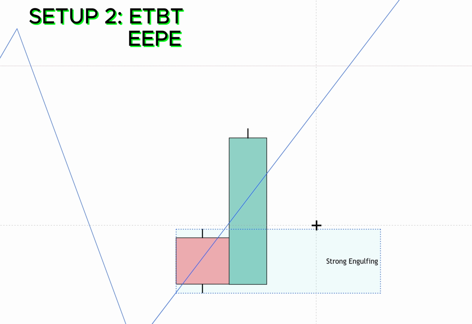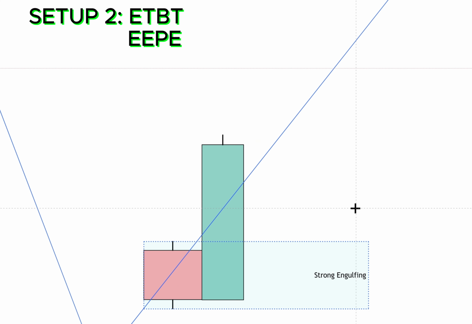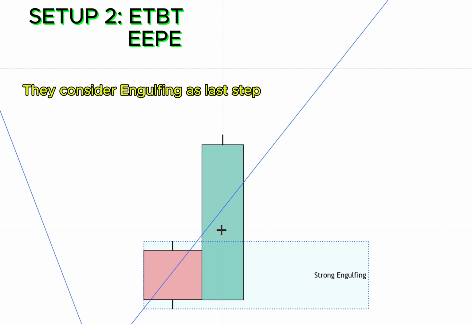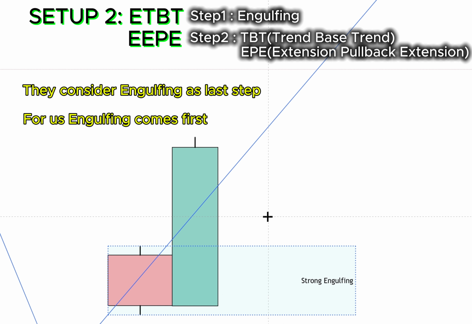It is aligned with whatever RTM or Bystra setups are, 1, 2, 3, and even 4 and 5, which is about QM. We'll see them in the future as well. The most important part is that we need to have the engulf. In those strategies, they just put engulfing as confirmation, while here we go from engulfing to TBT. So what is TBT? TBT is trend base trend, or extension pullback extension.